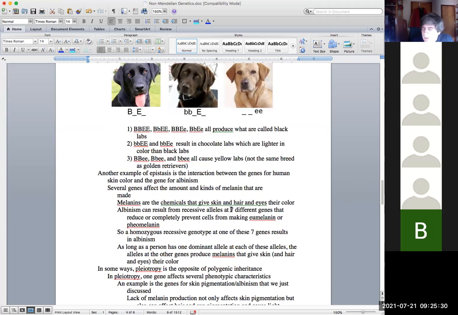If we think about albinos, if you get homozygous recessive at one of 7 different genes, this can prevent your body from making something called eumelanin or pheomelanin, which are 2 varieties of melanin that give your skin its color. And in that case, you'll be an albino. So when you are homozygous recessive at one of these 7 genes, it doesn't matter what you have at the other 6, you're going to be an albino.